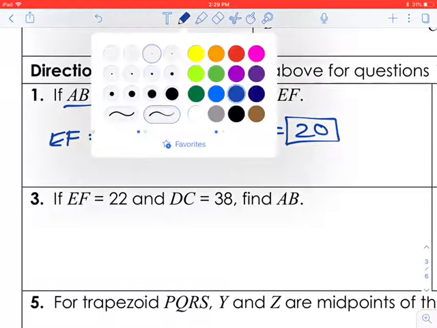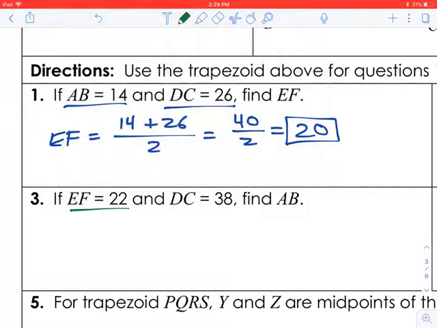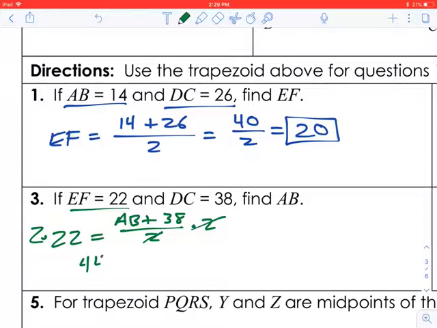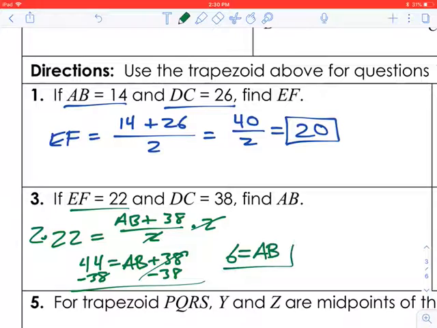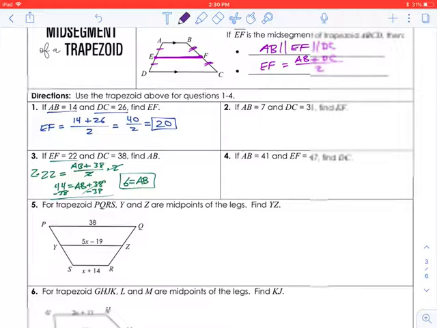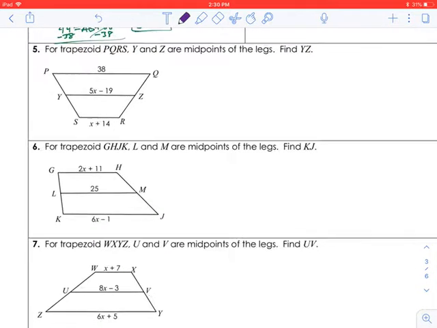Well, kind of the same thing down here, except EF is given to us. So 22 equals AB, which is the one that's missing, plus 38, divided by 2. Well, to solve for AB, I've got to get rid of that 2 on the bottom. So I'm going to multiply both sides by 2 and get 44 equals AB plus 38. And then I subtract 38 from both sides. So I get 6 for AB. And there's that. So using that mid-segment, we can also find missing parts like these.